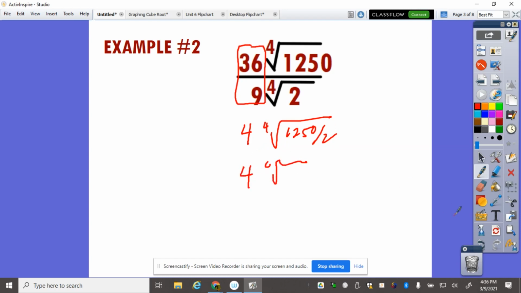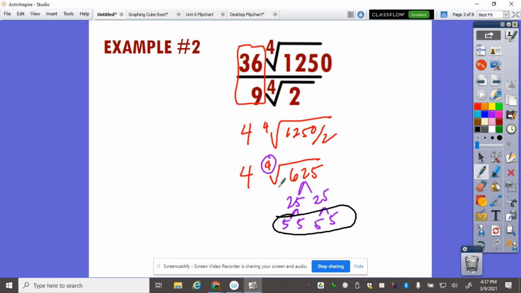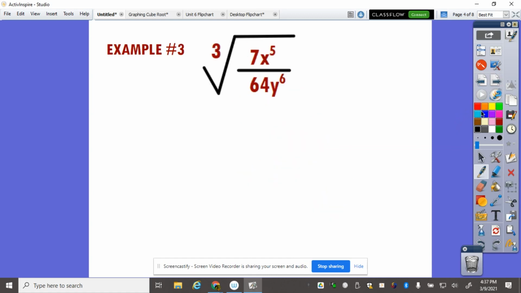Fourth root of 625, oh, that's ugly. We know we can break down the 625 to 625 divided by 25 is 25 and 25. 25 is 5 and 5. 25 is 5 and 5. Since the index is 4, we need to group them into 4. So the answer there is 5 and goes with 4. 4 times 5 is 20, and the answer is 20. There will be no more radical sign here because all the 5s were used.